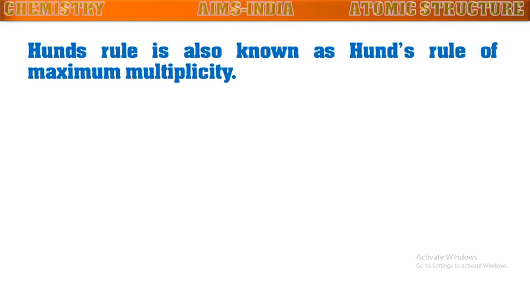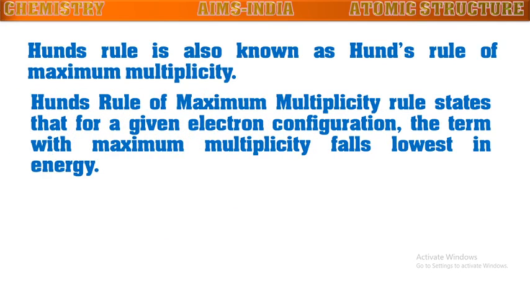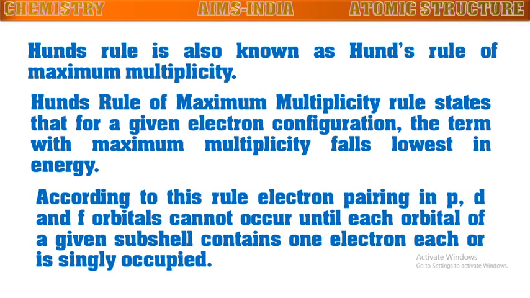Hund's rule is also known as Hund's rule of maximum multiplicity. That means Hund's rule of maximum multiplicity states that for a given electronic configuration, the term with maximum multiplicity falls with the lowest energy. According to this rule, electron pairing in p, d and f orbitals cannot occur until each orbital of a given subshell contains one electron each, or is singly occupied.